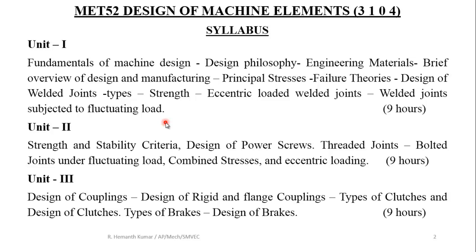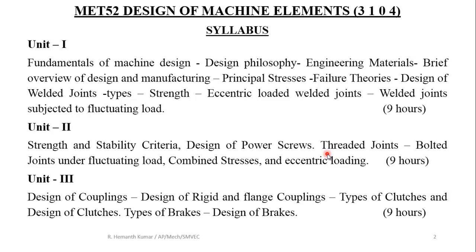In the case of the second unit, we will be discussing power screws and threaded joints. We will be designing these two types of machine elements. In the case of power screws, we will discuss the strength and stability criteria for a power screw, and also design the power screw dimensions. That is, what dimensions a power screw will have.